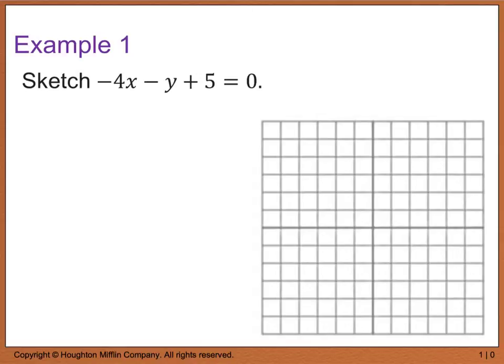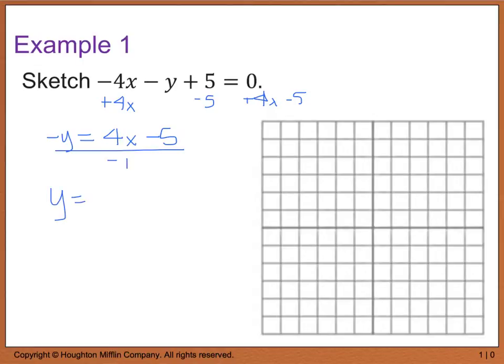So to do that, I'm going to get rid of my negative 4x and my 5 by adding 4x and subtracting 5 from both sides. So we end up with negative y equals 4x minus 5. I want to get rid of that negative on the y, so I'm going to divide everything by negative 1, which is going to give me y equals negative 4x plus 5.